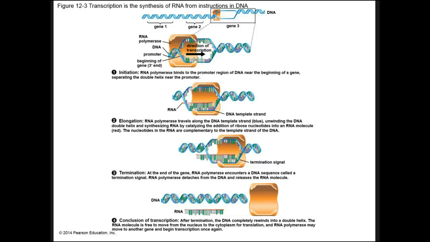Termination is shown here in step 3-4 of this slide. Termination occurs when RNA polymerase reaches the termination signal. RNA polymerase reaches a termination sequence, releases the completed RNA, and detaches from the DNA. RNA polymerase is then free to bind the promoter region of another gene and to synthesize another RNA molecule.